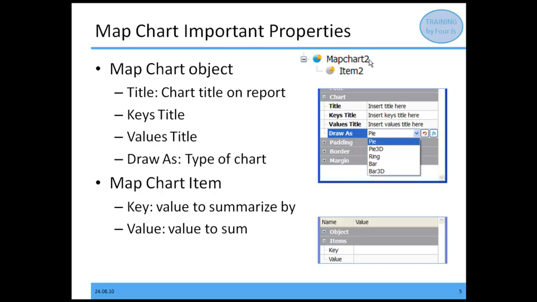On the chart, there's specific properties that you're going to be setting. The key properties being, what is the title of that chart? What is the title of the key value? What is the title of the value? And then what type of chart I want to draw as. So for my map chart, I can choose between a pie 3D, a ring, a bar, or a bar 3D.